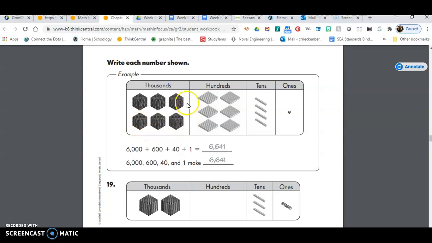Remember, if I had these as place value blocks, these would be thousands and it would be that big cube. And then the flat would be hundreds. The rods would be tens, and then the units would be ones. And so your task is going to be counting these up. So I have 6 thousands, I have 6 hundreds, I have 4 tens, and 1 one. And I have it written down right here in expanded form. And again, in a different way with expanded form.